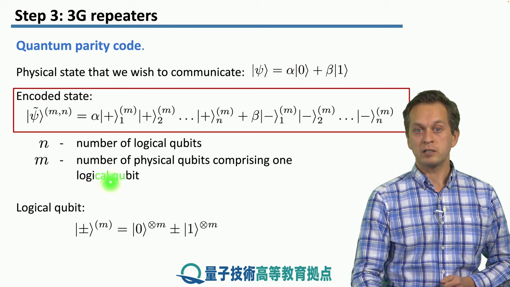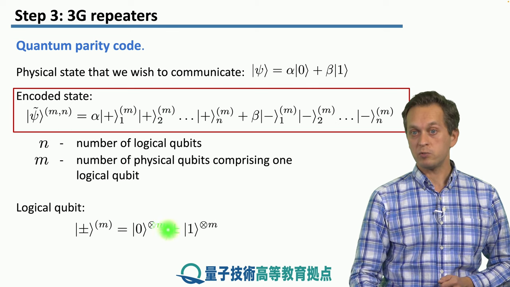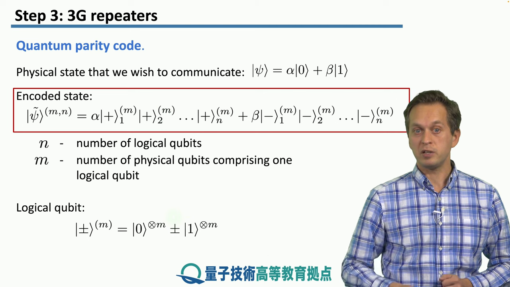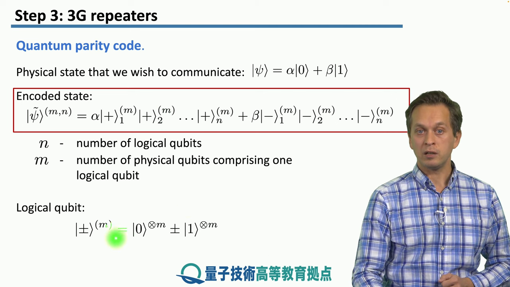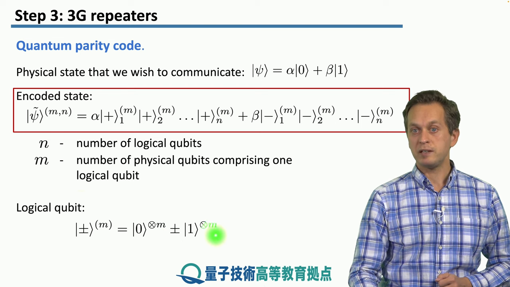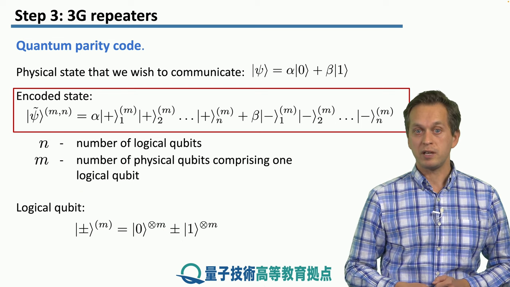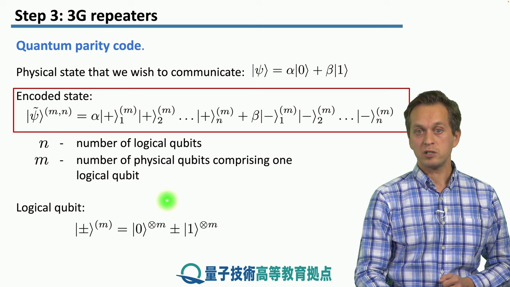And here is the state of the logical qubits. We've seen this in the previous step. So the m qubit logical plus state is basically a GHZ state of m qubits. And similarly for the minus state, we just change this sign from a plus into a minus.